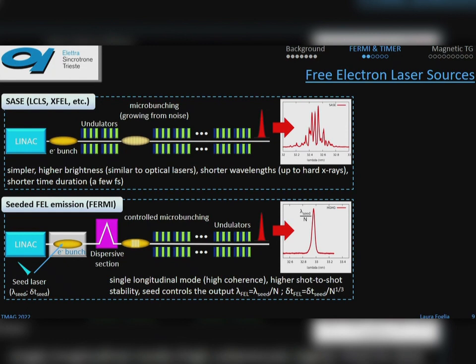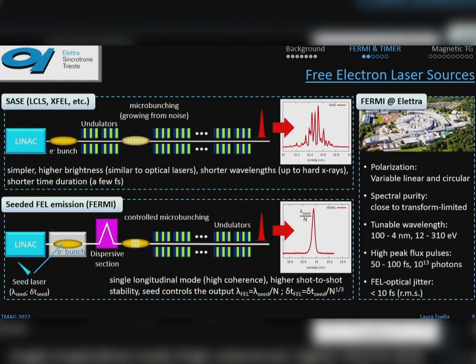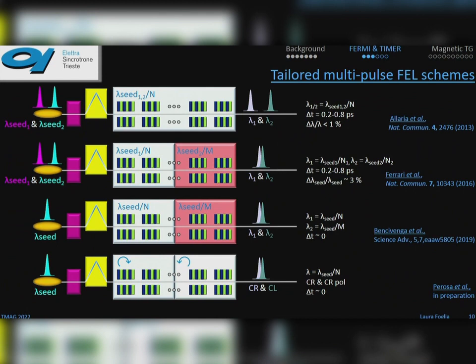So we now have a transform-limited pulse in the XUV with the photon densities that we need, the photon densities that I was talking about before, so 10 to the 13 photons per pulse. And an optical jitter of below 10 femtoseconds between the FEL pulse and the photoexcitation laser. So this is Fermi in Trieste, and it's actually the only source in the world that is currently working in this seeded regime. We now have the source, we need the beamline.